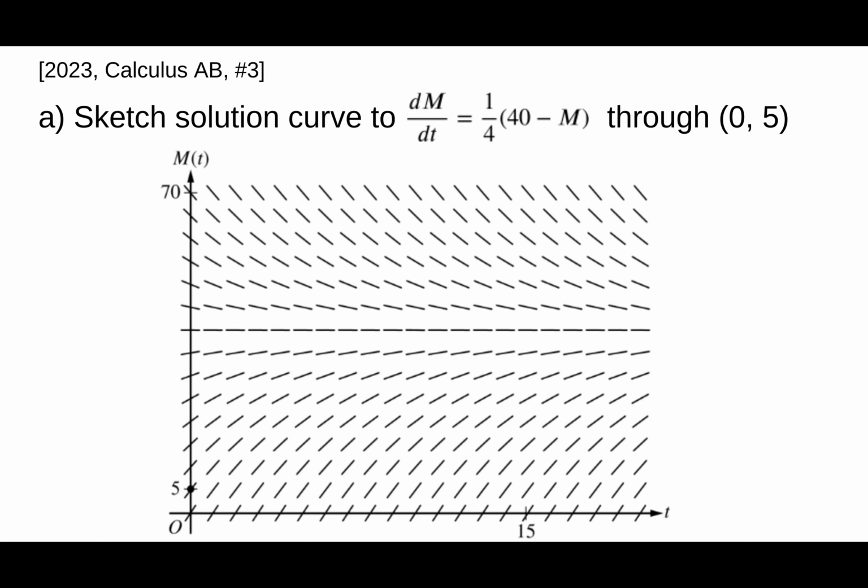In part A of this question, we are asked to sketch the solution curve to dM/dt through the point (0, 5). The slope field is given to us. We don't have to fill in any of the little segments here. So using the point (0, 5), if you follow the slope field, you're going to get an increasing function. It should bend around and eventually look something like this. Not very well drawn on my part, but I did draw it on Google Slides.